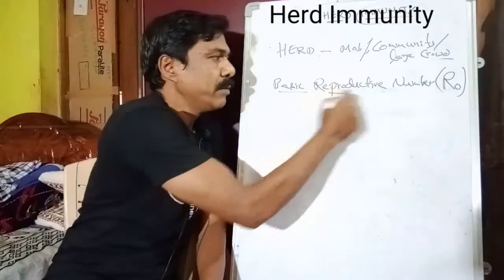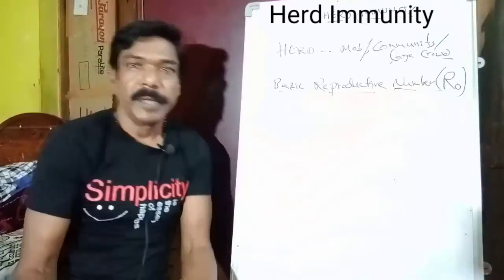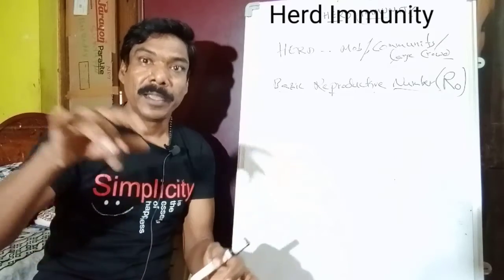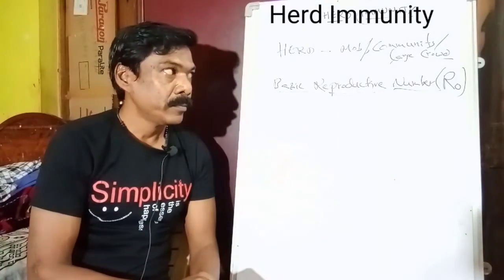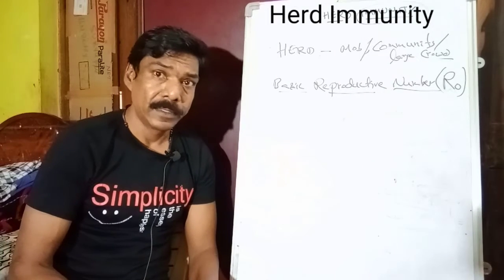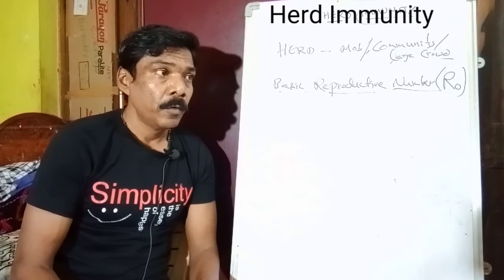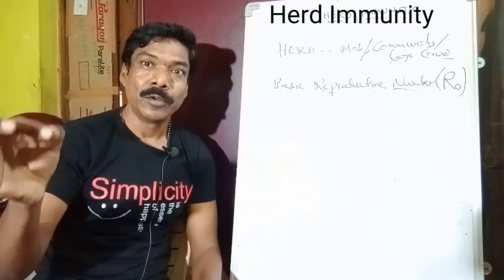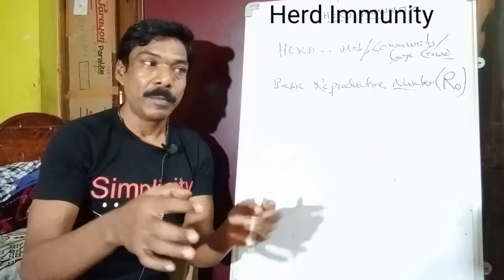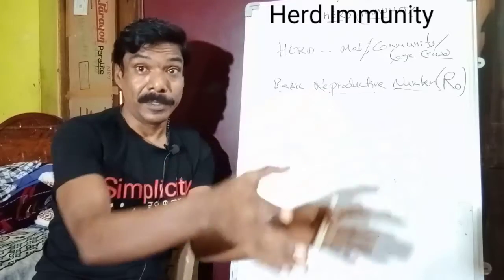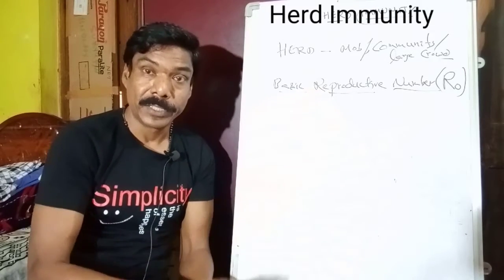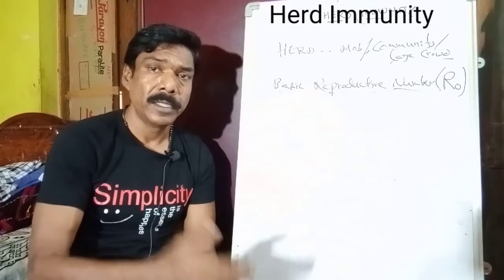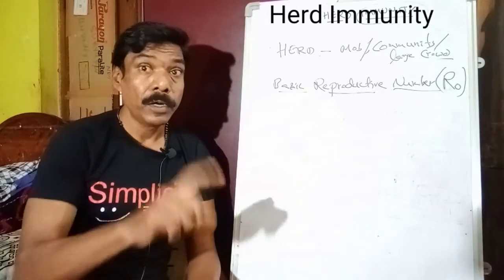So what is the basic reproductive number? This means the average number of healthy persons who can be infected by an infected person. It is different for different diseases and different viruses. For measles, it was estimated to be 18. That means every person infected with measles is capable of passing it on to 18 people on average. Different diseases have different numbers like this, and in different locations it is different.